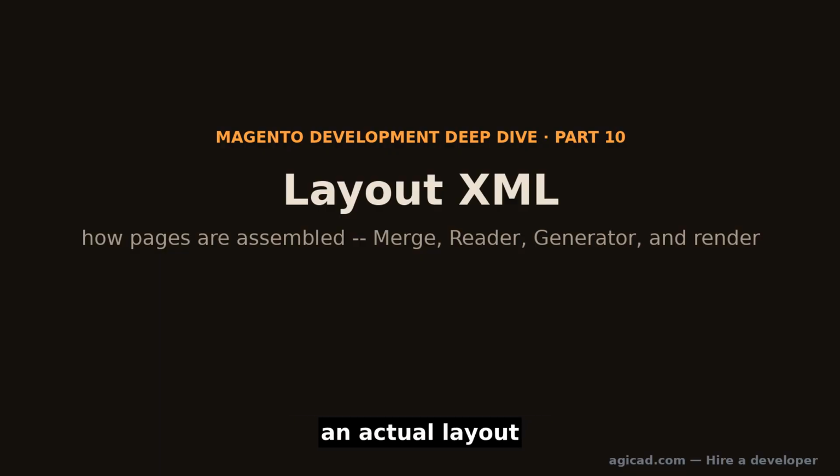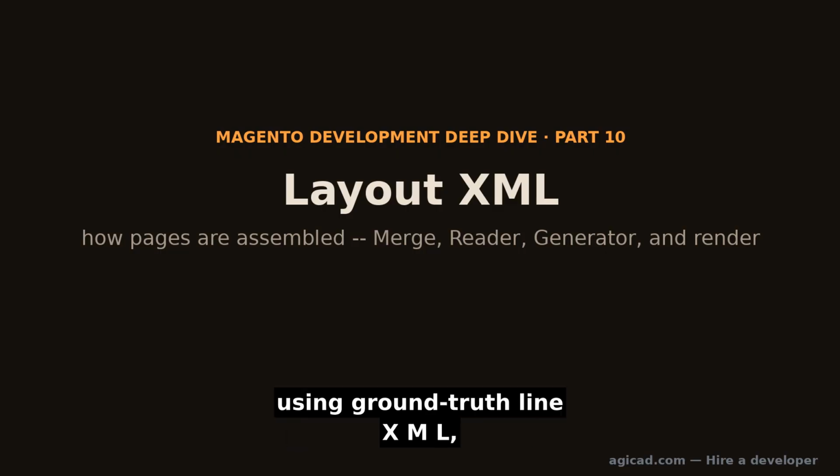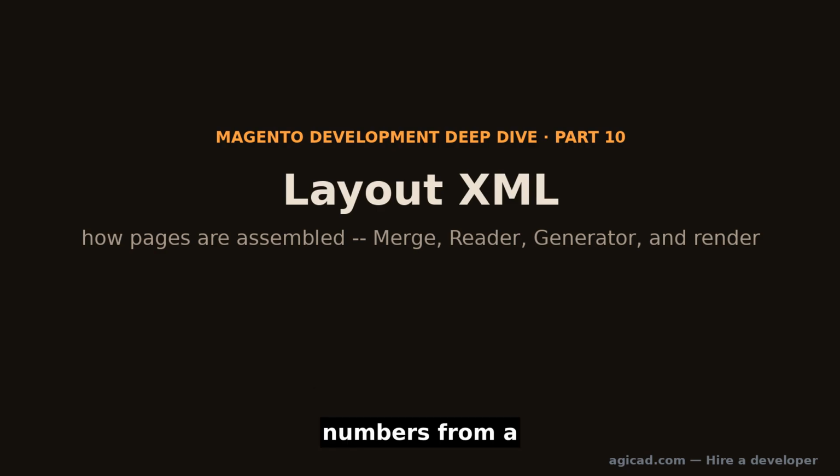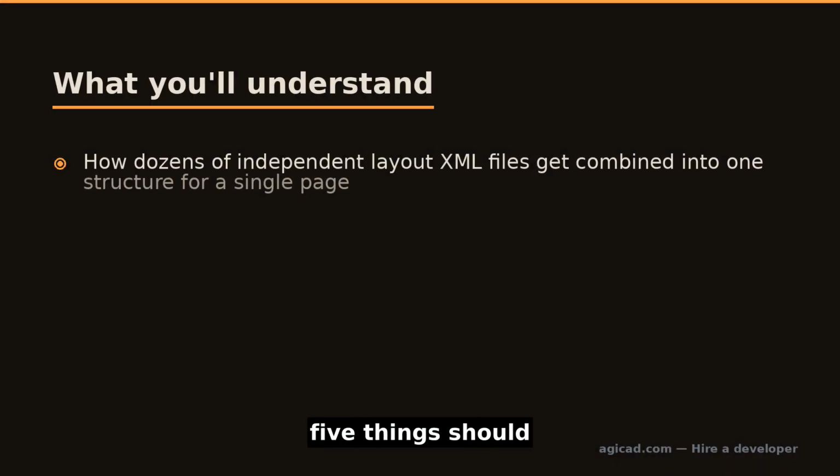We'll trace an actual layout file from catalog, the real merge class that combines it with everything else, and the exact two-step process, read then generate, that builds real block objects out of plain XML, using ground truth line numbers from a local checkout of the pinned 2.4.9 tag. By the end of this part, 5 things should click.